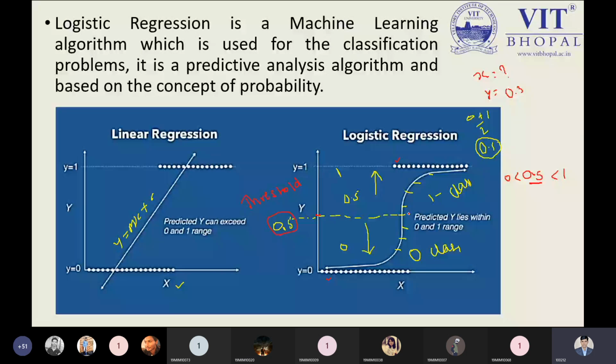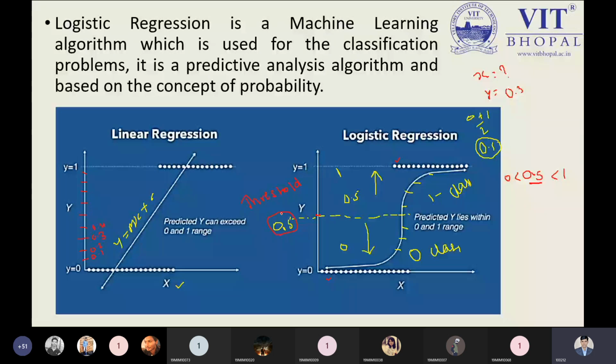But in linear regression, we are not using any threshold value. If we use a threshold value, then it will enter into logistic regression. If not, it is linear regression.